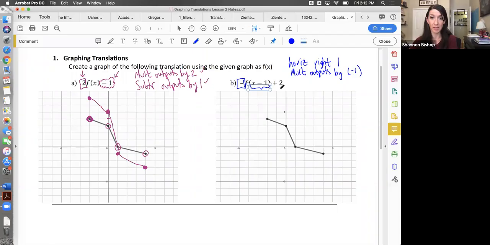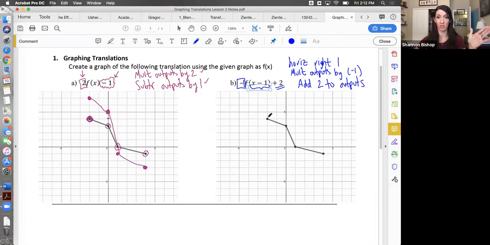And then last but not least, right here, you have a +2. So that would be a vertical shift up 2. So add 2 to the outputs. Once again, that's going to be a vertical shift. It's like a D value in your function transformation. Okay, so you're now just going to apply those step by step, one at a time, to each point.